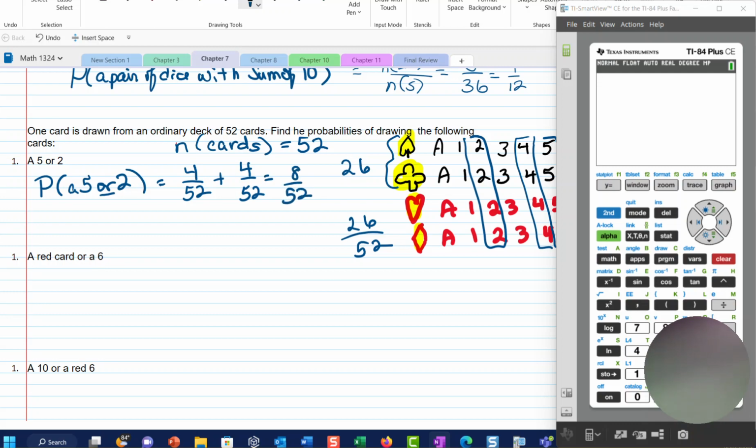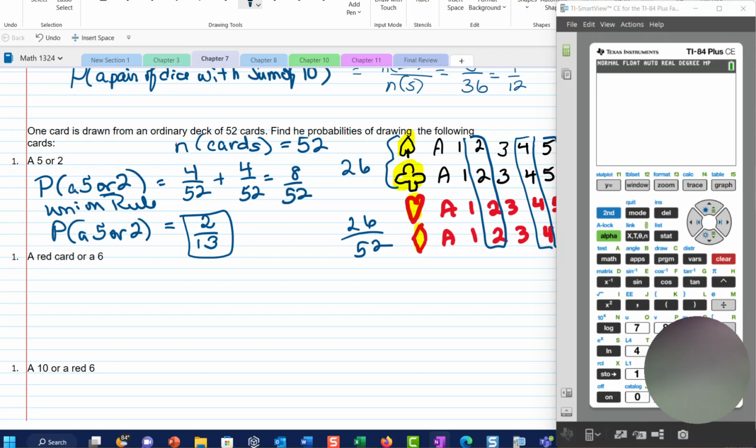All right, so we're going to divide that by 4, and that's going to give me a 2 over 13. So the probability of a 5 or 2, this is a union problem, or the union rule, is a 2 out of 13 chance to get it selected.